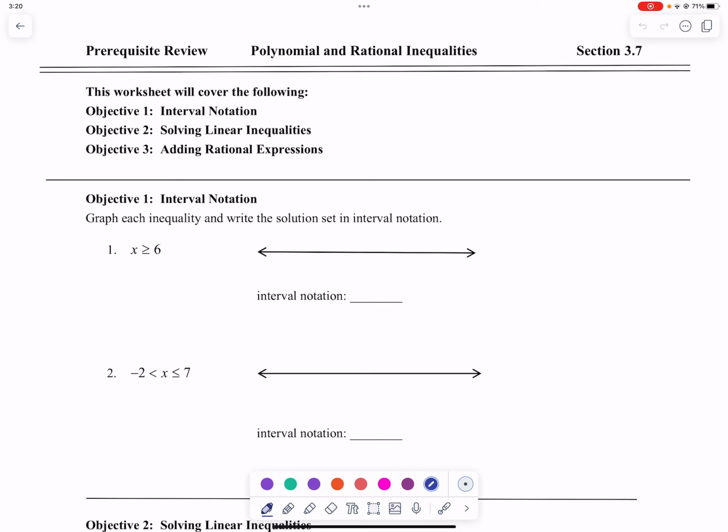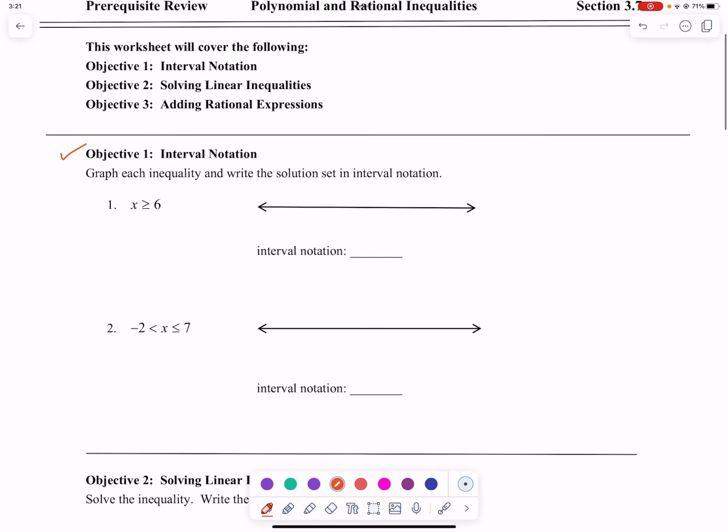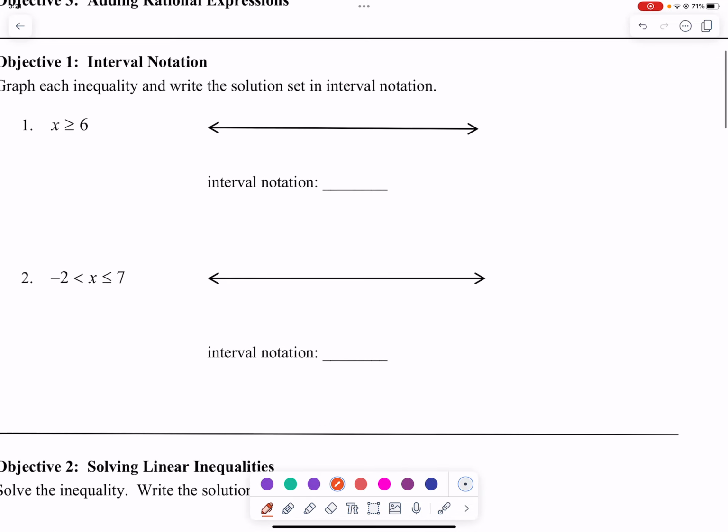This is the prerequisite worksheet for section 3.7, polynomial and rational inequalities. So we are going to begin with objective 1. There are 3 objectives on this worksheet, and objective 1 is interval notation.